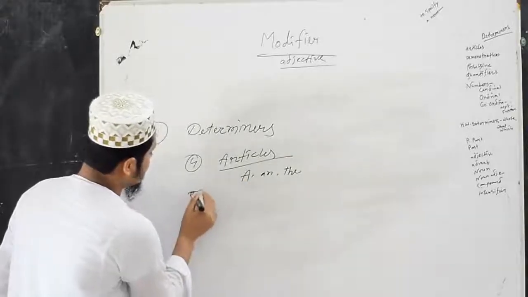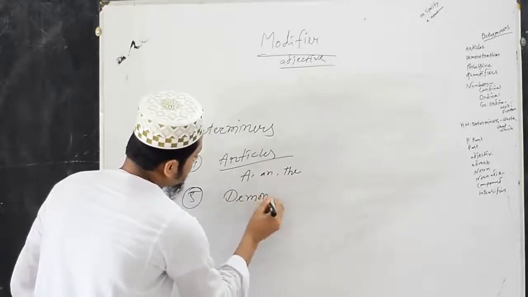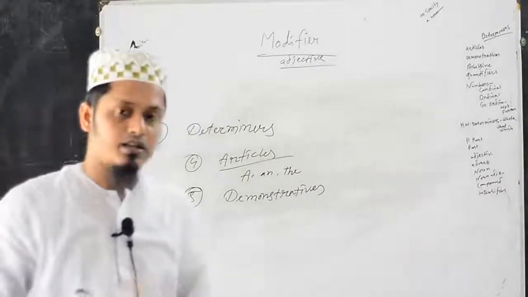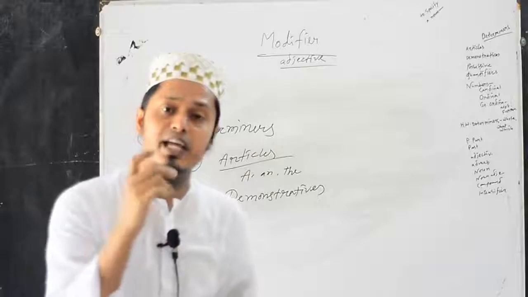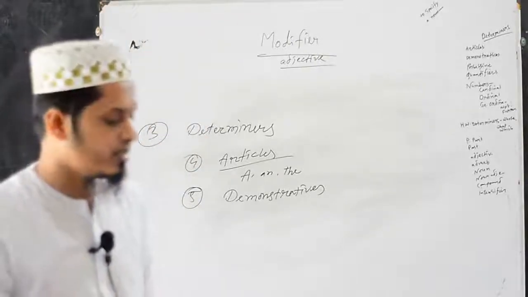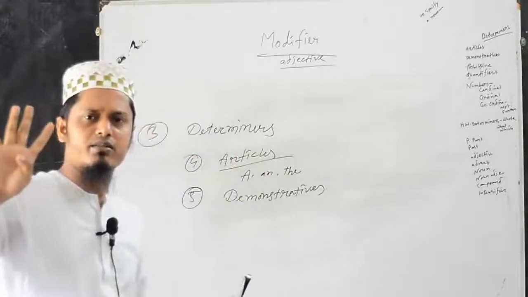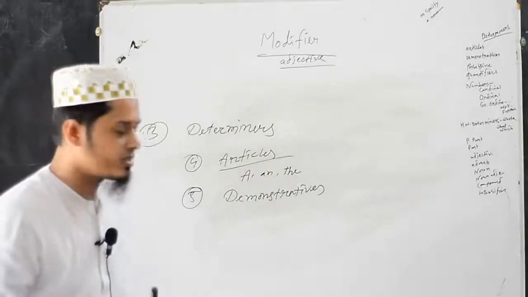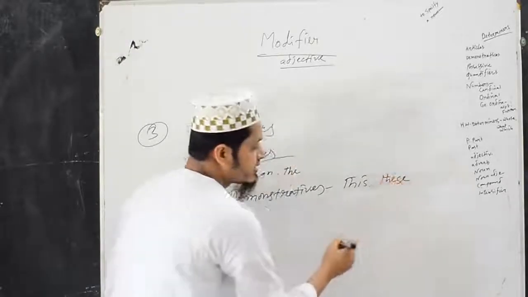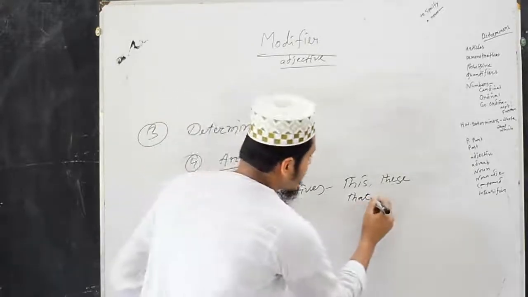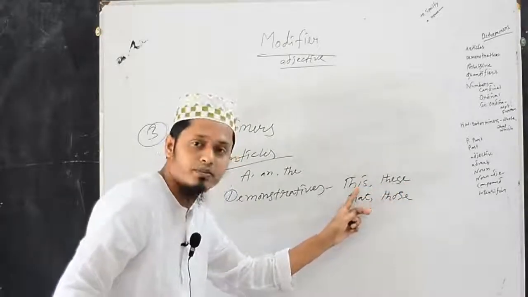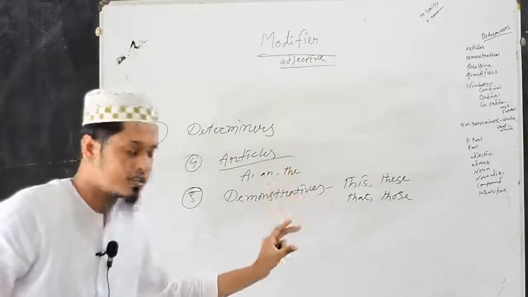And number 5, demonstratives. Demonstrative is actually an adjective, but its name originally comes from demonstration. That means to indicate: that is a fan, this is a man, these are the rules. Such types of words. There are only 4 familiar demonstratives I'm giving: this, these, which is the plural of this, that, which is the singular, and those, which is the plural form of that. So these 4 words are called demonstratives.